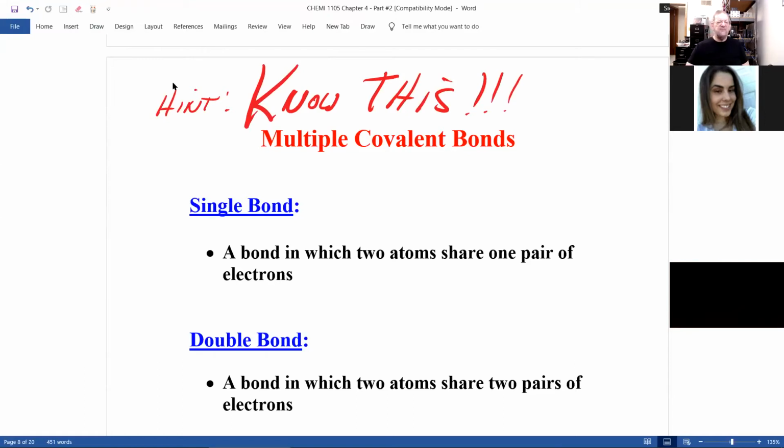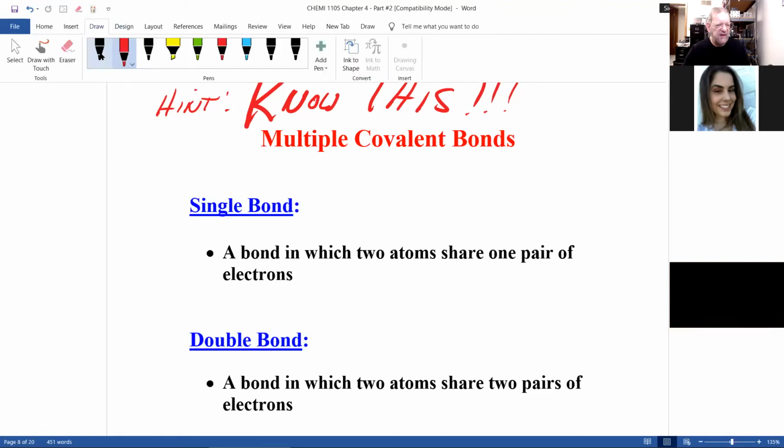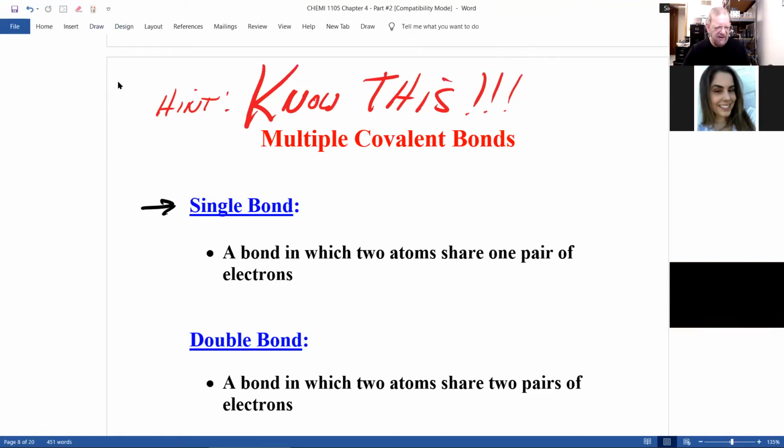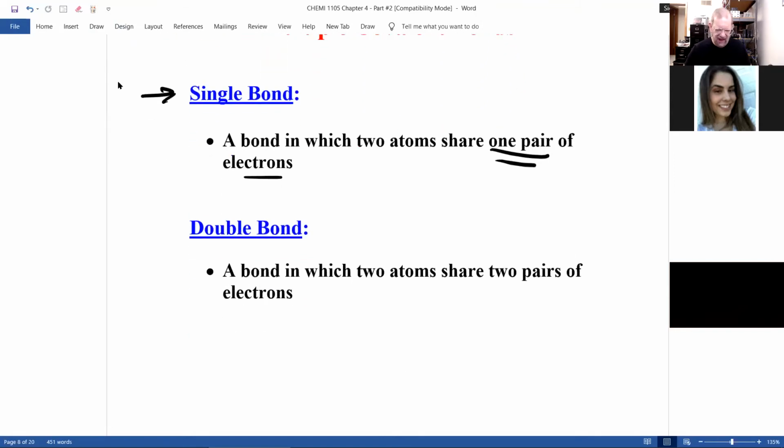And there are three types of covalent bonds. The first type is a single bond. A single bond is a bond in which two atoms share one pair of electrons. Single bond. By the way, if you know baseball, when you go to first base, what do we call that? A single. And single bond, one pair, like first base, first one pair of electrons.